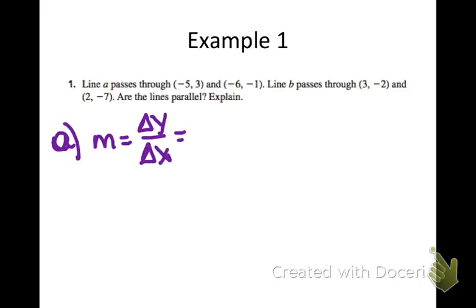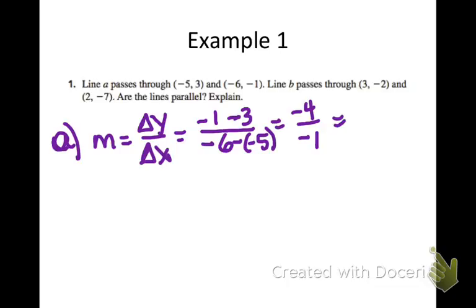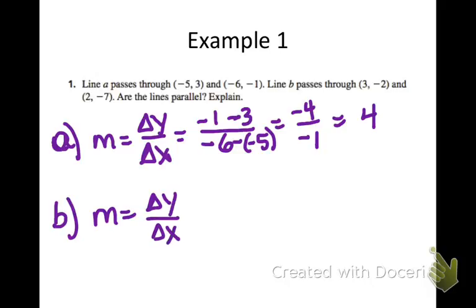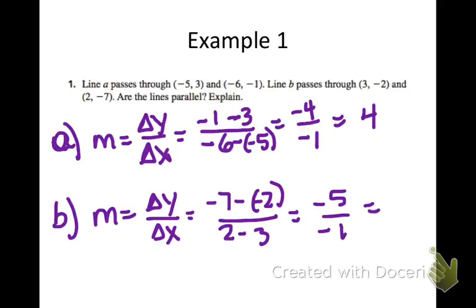So we'll have -1 minus 3 over -6 minus the -5, which is -4 over -1, which is equal to 4. For line B, remember, slope is change in y over change in x. We have -7 minus the -2 over 2 minus 3, -5 over -1, which is 5.